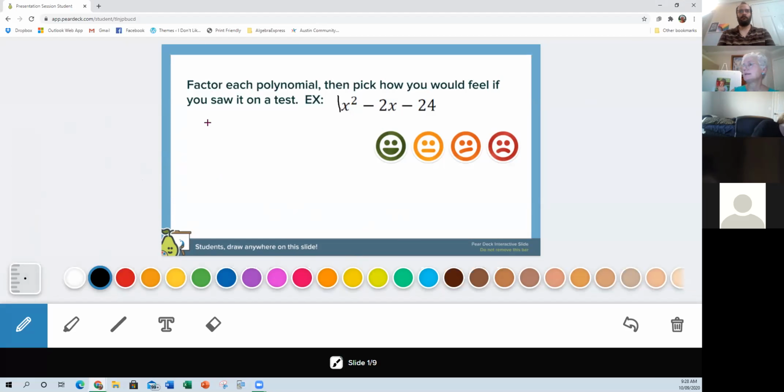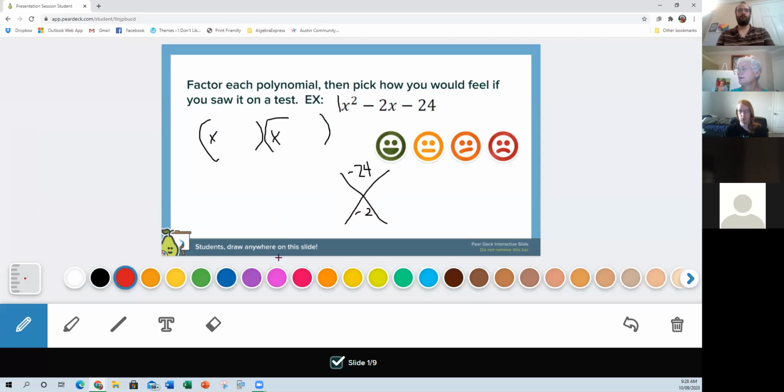So I know it's going to factor to be x here and an x here. And to get the second term of each binomial, I have to have two things that multiply together to give me negative 24, and at the same time add together to give me negative 2. And that would be negative 6 and negative 4. So that's how it factors.